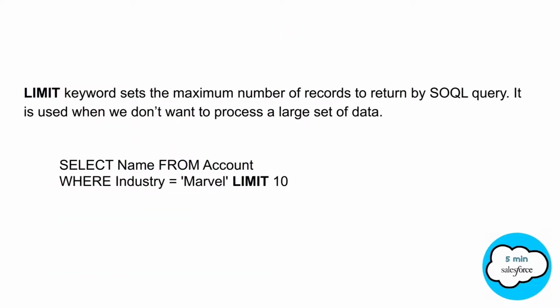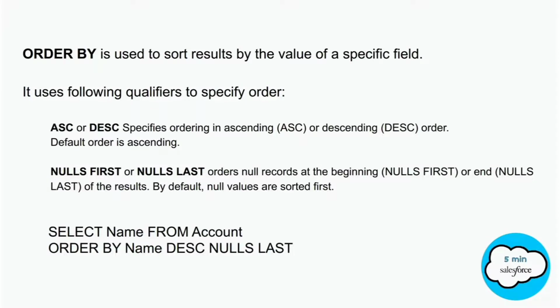Limit keyword sets the maximum number of records to return by SOQL query. It is used when we want only a small set of data. Order by is used to sort results by the value of a specific field. Use ASC or DESC qualifier to sort data in ascending or descending order. With them, we can also add nulls first or nulls last to set our preference for records containing null values.